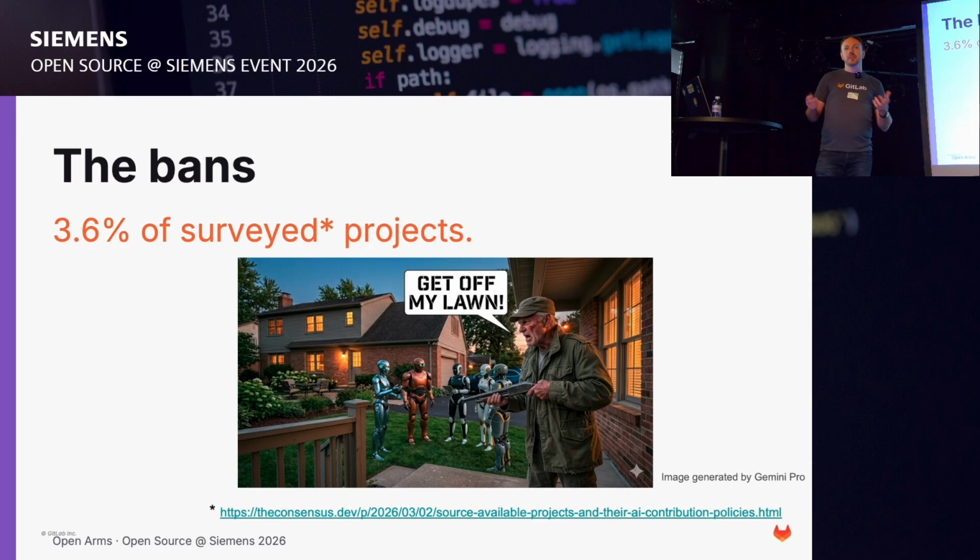So the bans. In March, a survey was done with a whole number of projects. I think the survey covered about 130 plus projects. 3.6% of those were outright bans. These projects have different reasons why they don't want AI.